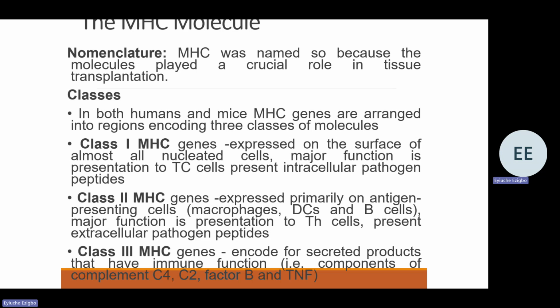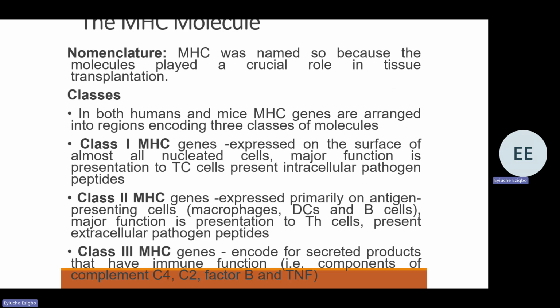Then we have the class 2 MHC genes. These are expressed primarily on antigen-presenting cells. We have our classical antigen-presenting cells: the macrophages, the dendritic cells, the B cells. Their major function is presentation to T helper cells.